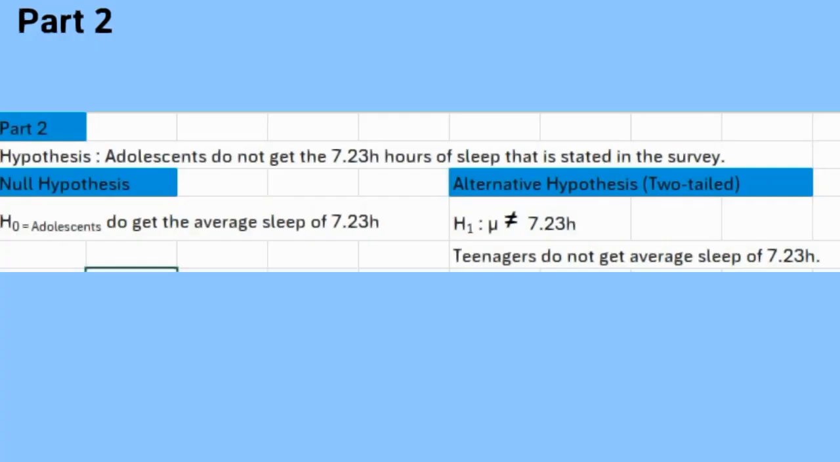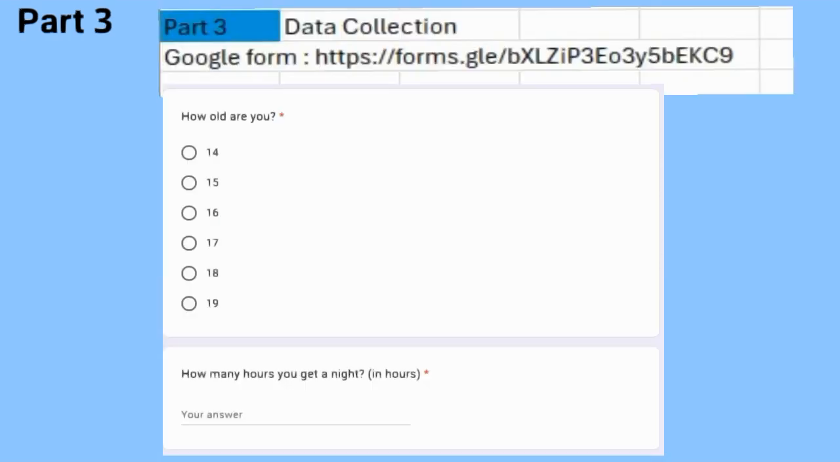The reasoning for the alternative claim is to test my sample's average sleep duration with the source's without assuming beforehand whether it will be higher or lesser, so a two-tailed test is more objective and unbiased. For part 3 data collection, I used Google Form to collect data. For my first question, I made sure that they are ages between 14 to 19 by only putting those numbers as options.